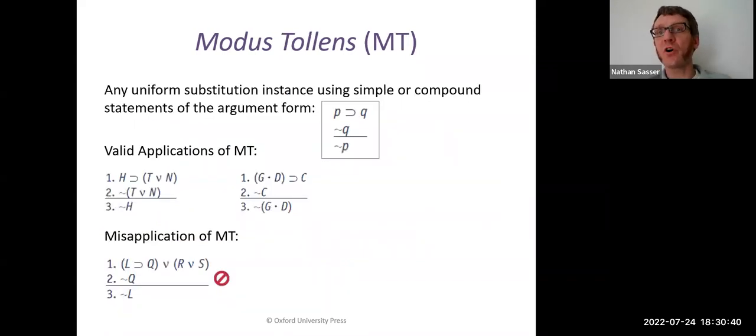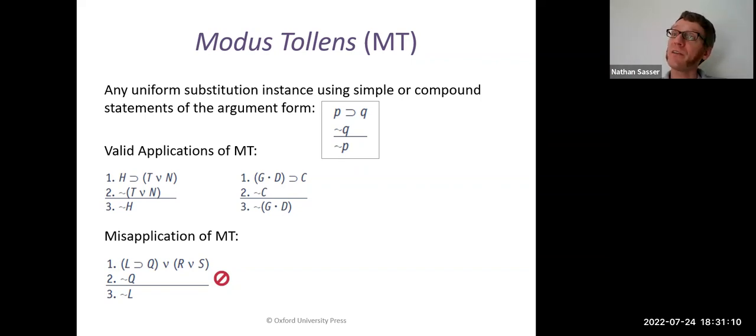Next rule is Modus Tollens, which is similar to Modus Ponens, but different. So Modus Tollens starts the same way. It's got a conditional statement, if P, then Q. But then the other premise says not Q. Now, this isn't the fallacy of affirming the consequent, because it's not saying Q, it's saying not Q. In other words, it's saying if P is true, then Q is true, but Q is not true.